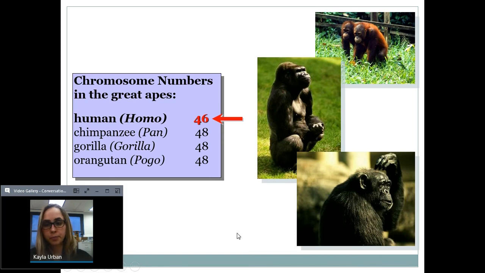Great apes, chimpanzees, gorillas, and orangutans all have 48 chromosomes. However, humans have only 46. Means there are 2 chromosomes that are missing, or 1 pair of chromosomes that are missing in humans that chimpanzees, gorillas, orangutans, our closest living relatives, all have.